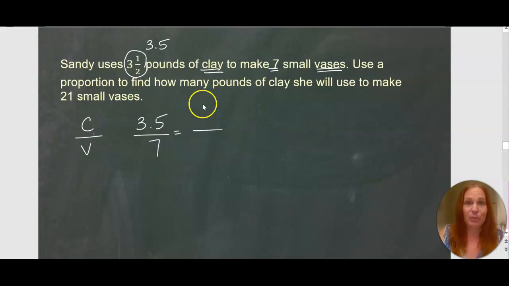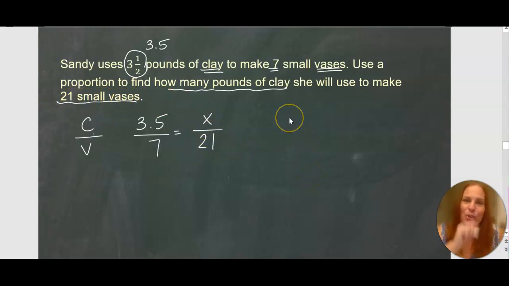My other ratio, I'm going to be missing one thing and given the other, right? So let's see. It says find how many pounds of clay. So the clay is the part that I don't know. She will use to make 21 small vases. So 21 is my number for vases.